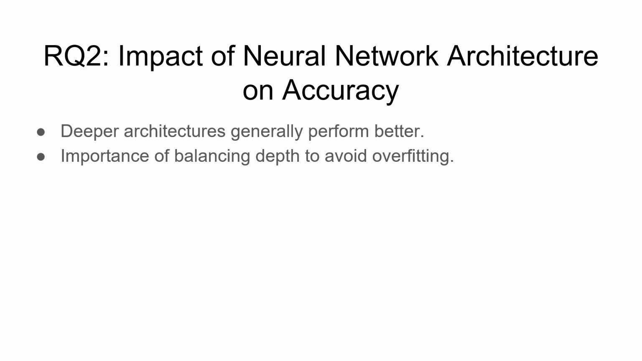For our second research question regarding the impact of neural network architectures on accuracy, our review shows that the deeper architectures tend to perform better in crack detection fields. However, it is important to balance the depth to avoid overfitting.